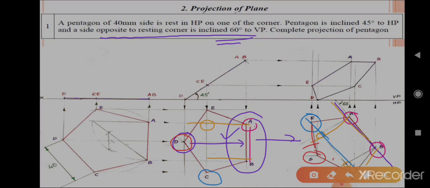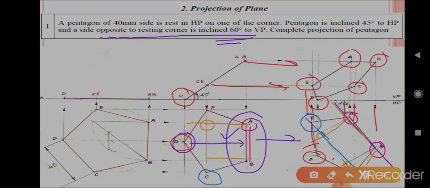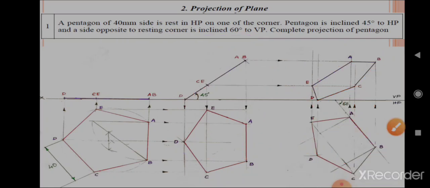and then take the vertical projection lines, and by using cross matching in the front view, again draw the horizontal projection lines for point D, that is the resting point. We get the point D on the XY, similarly C and E, and finally points B and A. Connect these points with straight lines. So this is the final answer, it looks like this. So this is the answer of the first problem.